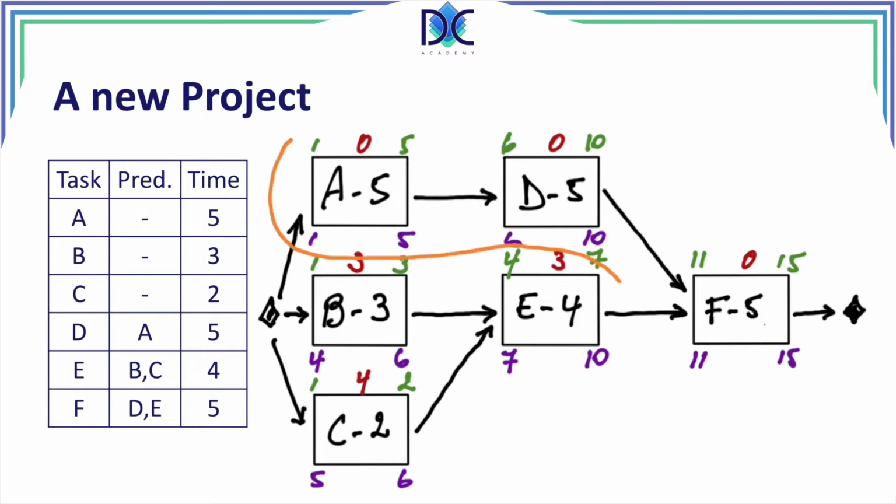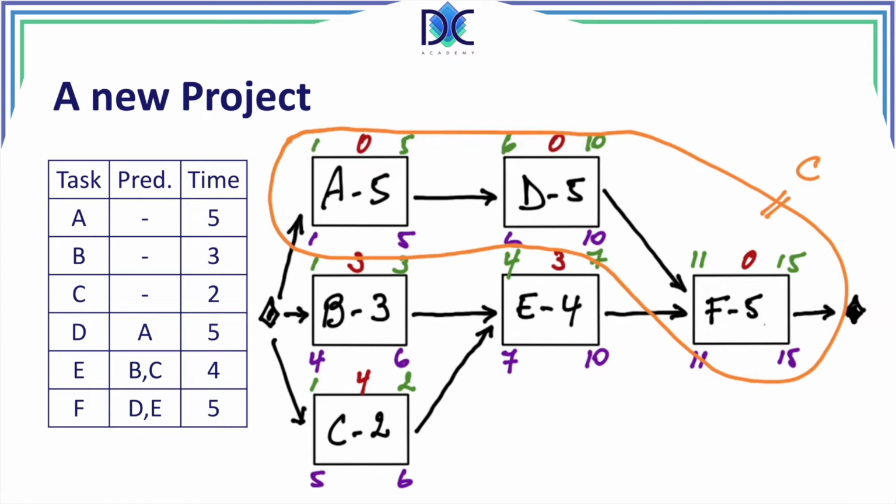And now we can find the critical path. The critical path is given by A, D, and F. And in this special case, we have, in fact, that the late finish of the project is equal to the early finish of the project. And in that case, we know that the critical path is given by the activities with slack equal to 0.